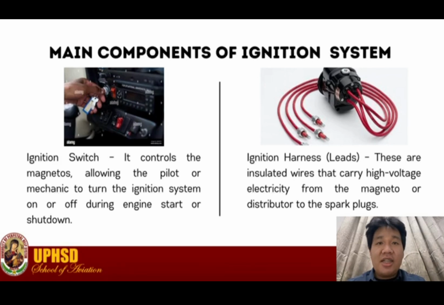While the ignition harness is a set of wires that connects the magneto to the spark plugs, and it carries the high voltage electricity from the magneto to each spark plug so sparks can be made in the cylinders. So in short, the ignition switch turns the engine system on and off, while the ignition harness delivers the electrical power from the magneto to the spark plugs.